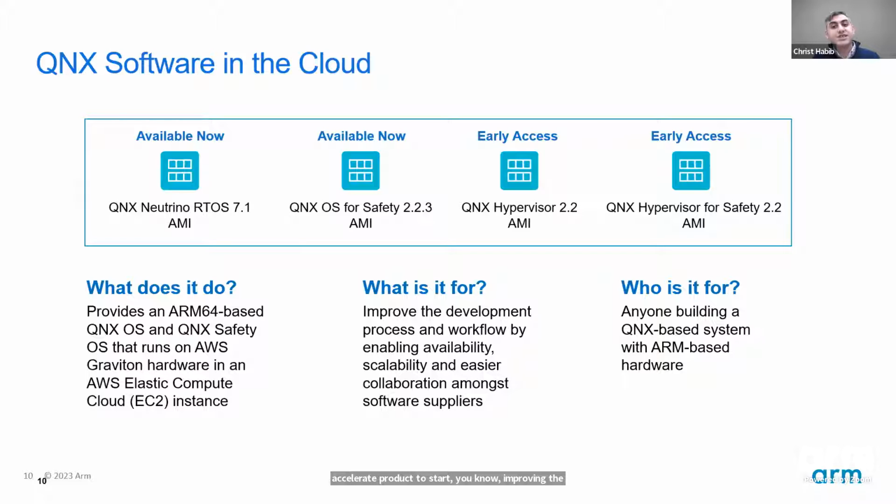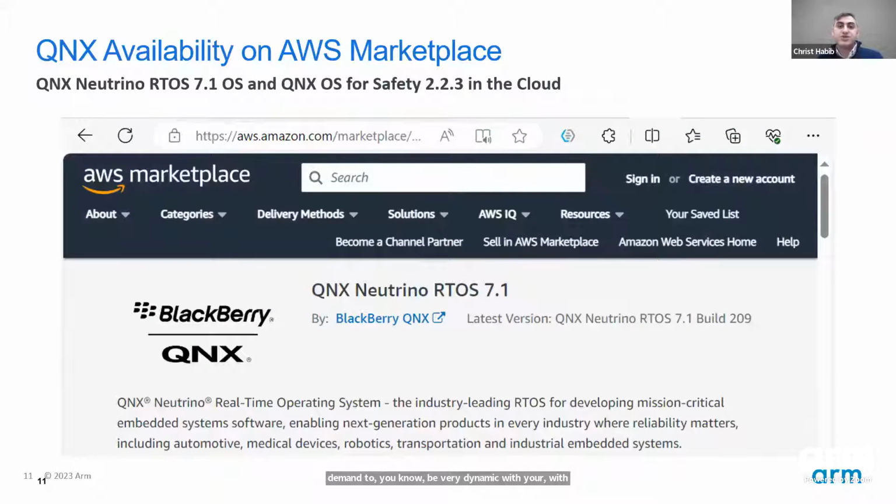Now, as I said, this is really for Arm-based development. So for customers who are using Arm as their target boards and need that binary parity, you could use this in the cloud as much as you want, on demand, to be very dynamic with your project development. It's very easy to access. You could just go to the AWS Marketplace, search for QNX, and at the click of a button, get started and start running with it.